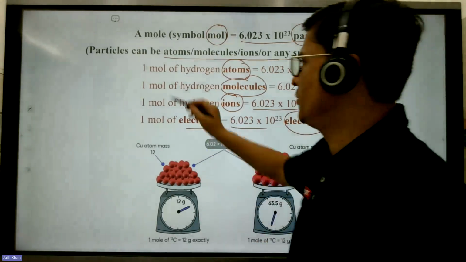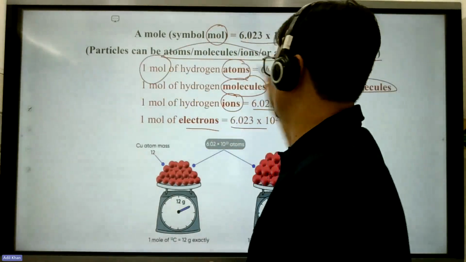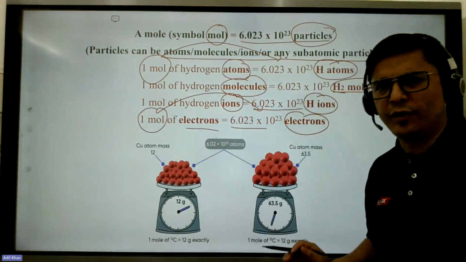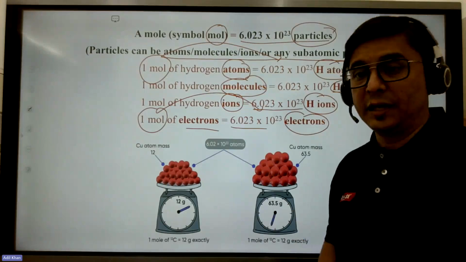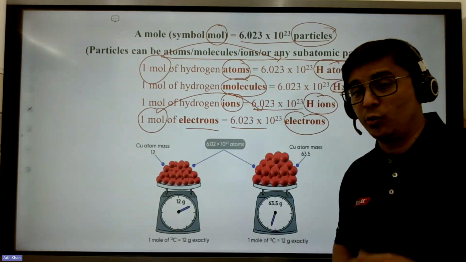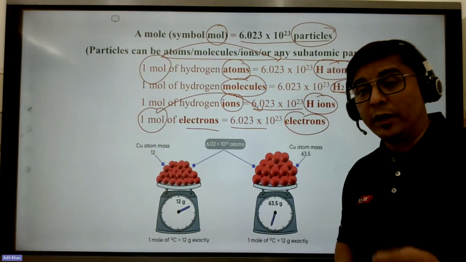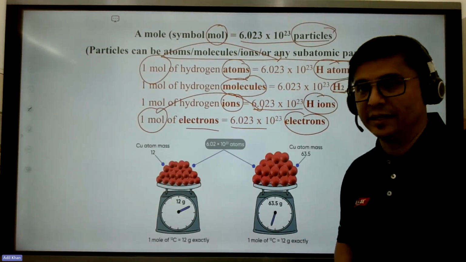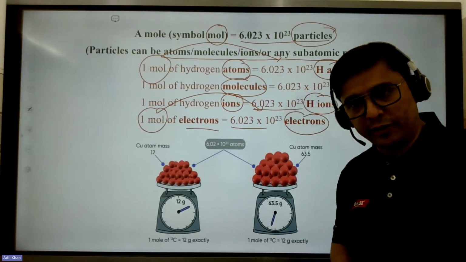So 1 mole, you can refer to atoms or molecules or ions or subatomic particles. The moment you tell 1 mole, this number is fixed. After that, whatever you feel like adding, you can add. For example, in layman's terms, just in order to explain to you, if I tell 1 mole of water droplets, it means 6.022 or 6.023 × 10^23 water droplets.